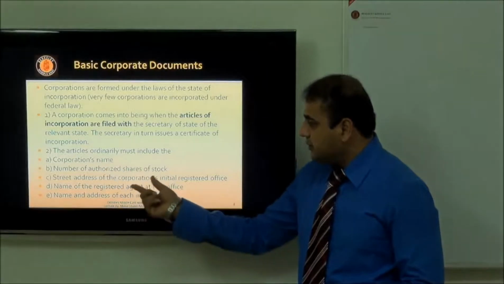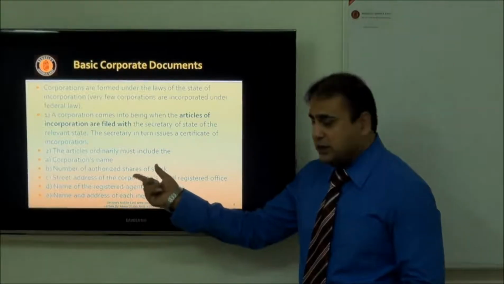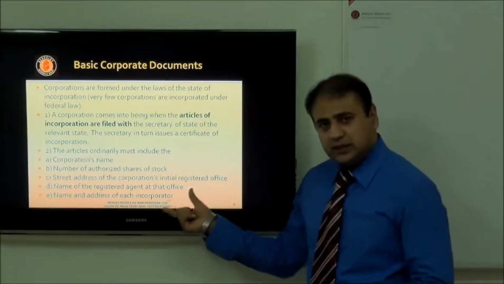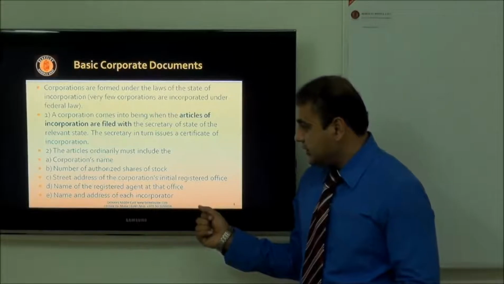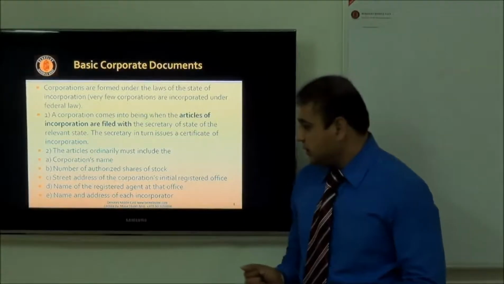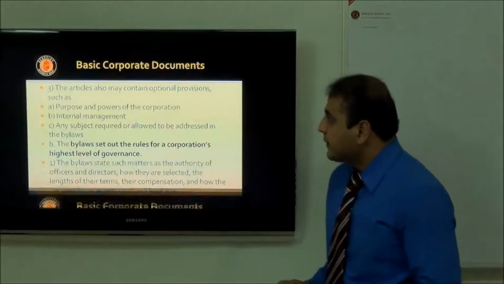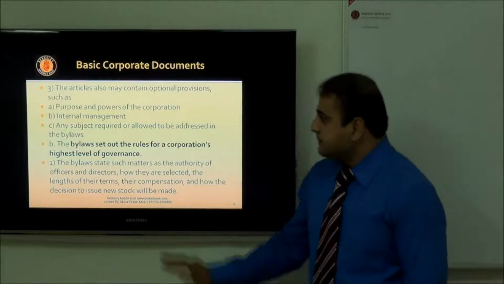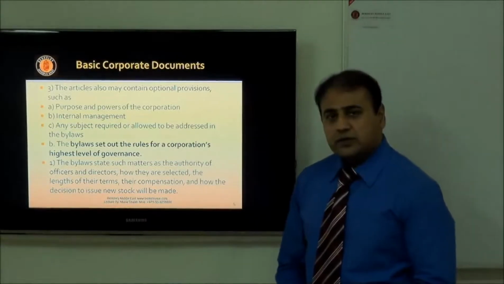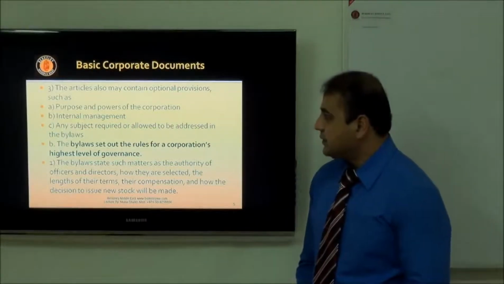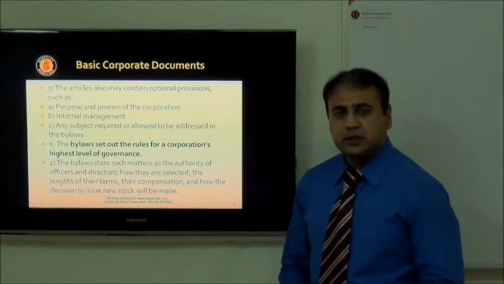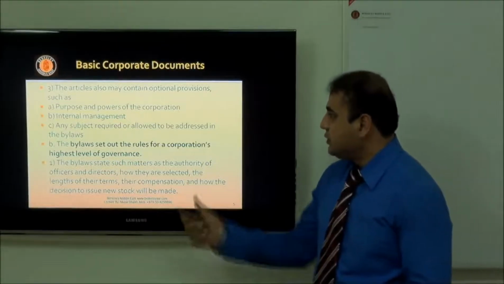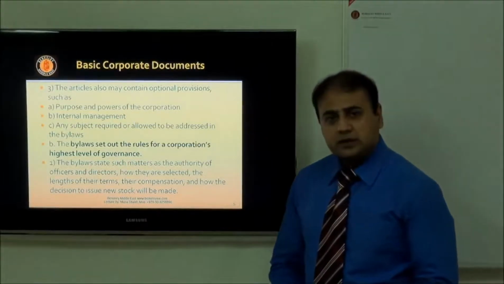The name of the corporation will be here, what the authorized share capital is, then the street address of the corporation, and then the name of the registered agent and the name and address of each incorporator. Then the articles also may contain optional provisions like the purpose and powers of the corporation, then what the internal management is, how it will work, what the procedures and policies are, and any subject required to or allowed to be addressed in the bylaws.